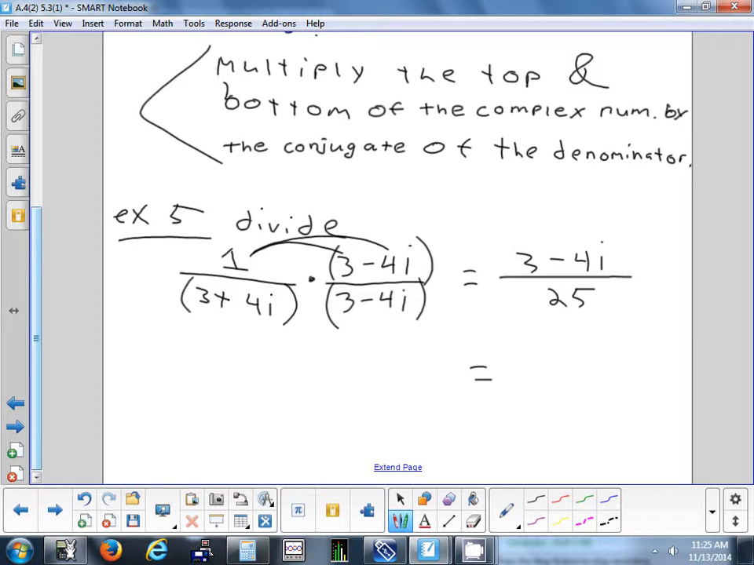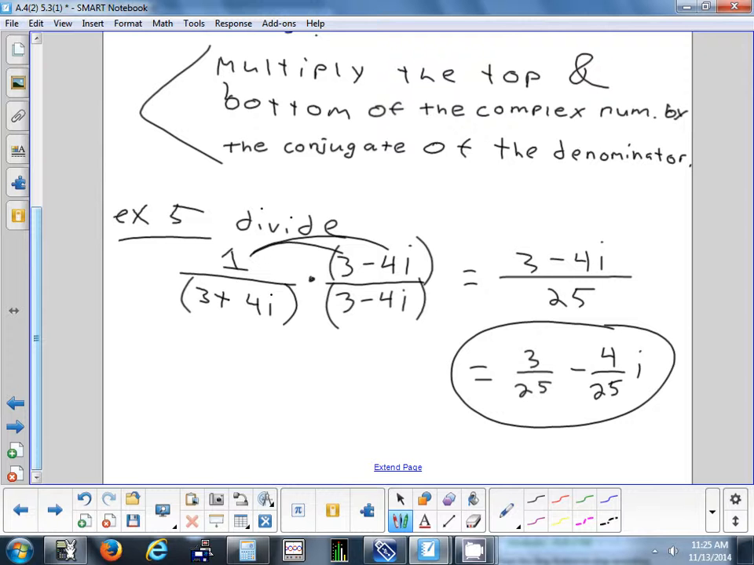And then the last part is just to write your answer in standard form. To do that, you break the real and imaginary part into 2 separate numbers. The 3 has a denominator of 25. The negative 4 has a denominator of 25. And we put an i on the end. So the real part is 3/25. Imaginary part, negative 4/25. And that's it. Any question on that last step? Just putting each denominator separate.